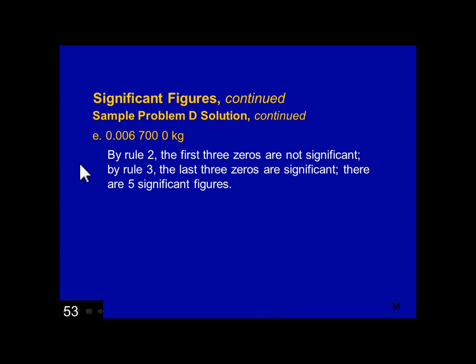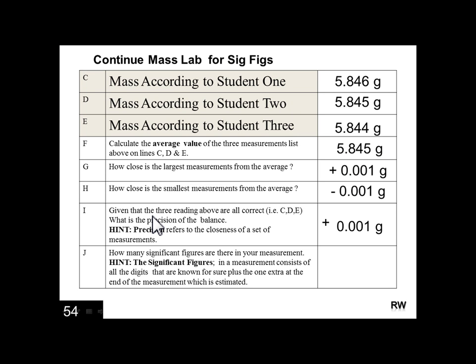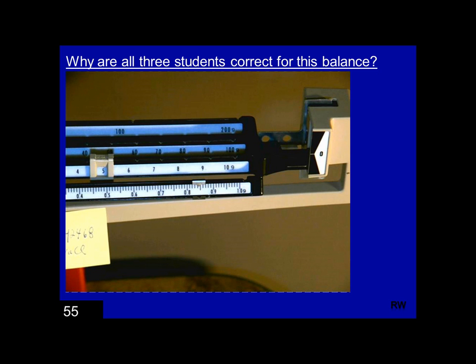Okay, new example. 0.0067000. This looks very familiar, doesn't it? It has 5 significant figures. All right. For some reason, the PowerPoint went backwards. Okay, so here's where we should be. All right, apologize for that.